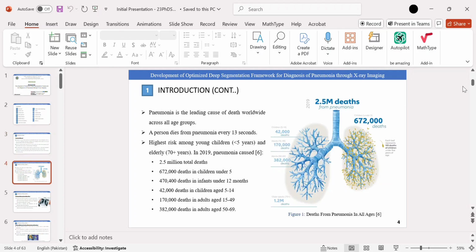Every 13 seconds, one person dies from pneumonia. This graphic highlights pneumonia's global impact. In 2019, the disease caused 2.5 million deaths, with the highest risk observed among children under 5 and elders more than 70 years.